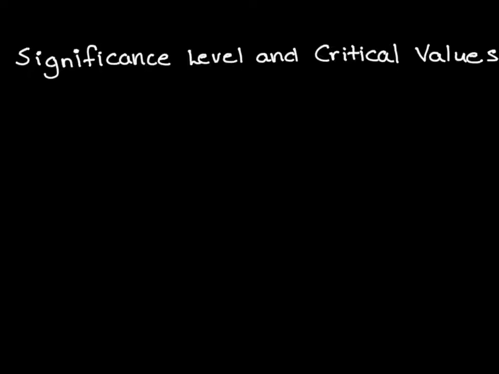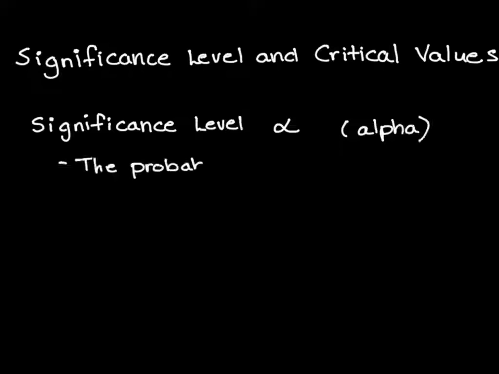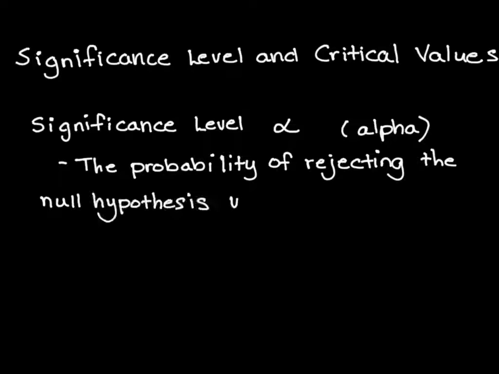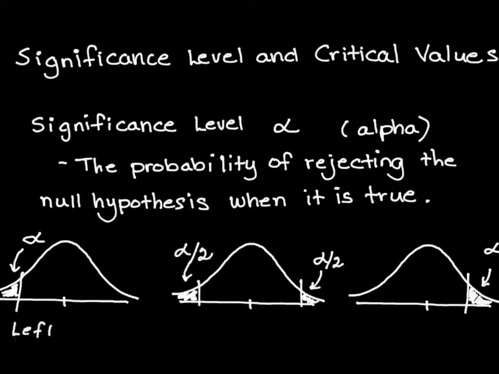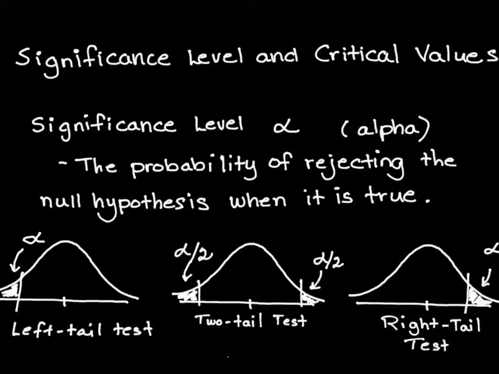In this video, I'll talk about the significance level and critical values in a hypothesis testing problem. So our significance level, which is also designated alpha, is the probability of rejecting the null hypothesis when it's actually true. So here we're going to look at our three types of tests. We have a left tail test, a two-tailed test, and a right tail test.